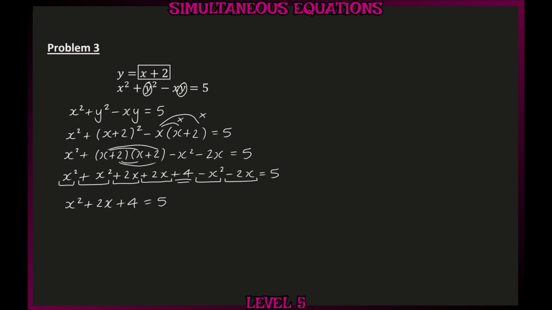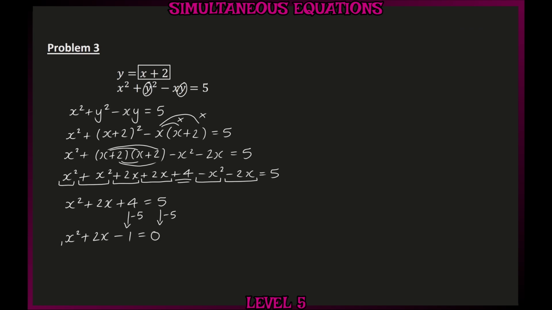and that's equal to 5. And again, to solve this quadratic, we want to make the right hand side equal to 0. And we can do this by subtracting 5 from the right and making sure we do the same on the left. So the left becomes x squared plus 2x, and 4 minus 5 gives us minus 1. And on the right, the 5 and the minus 5 just become 0.